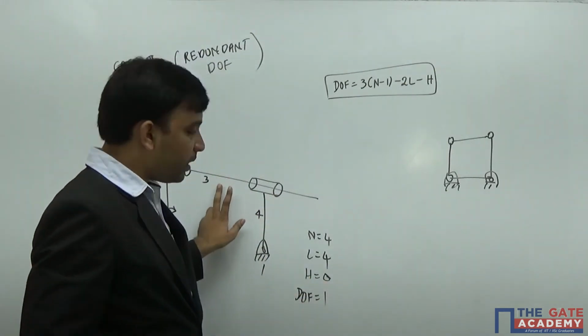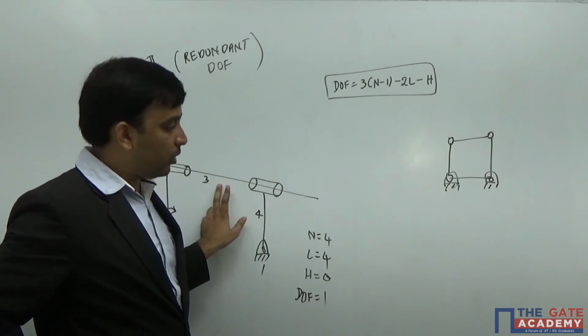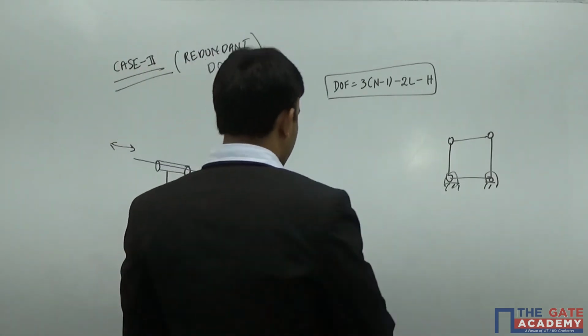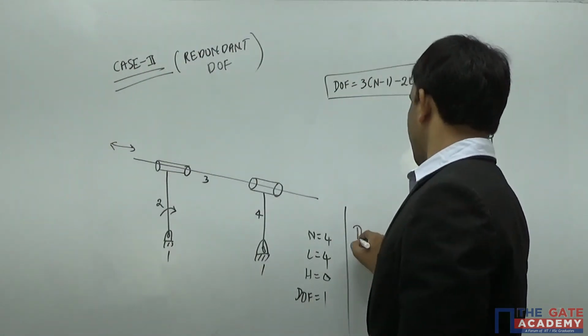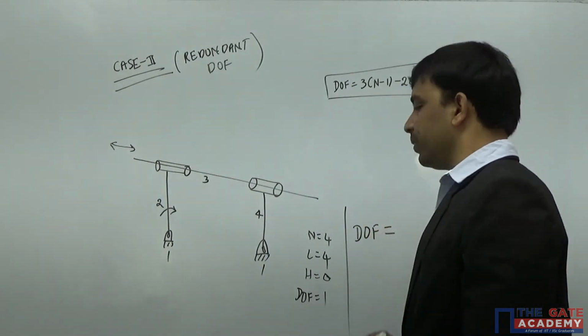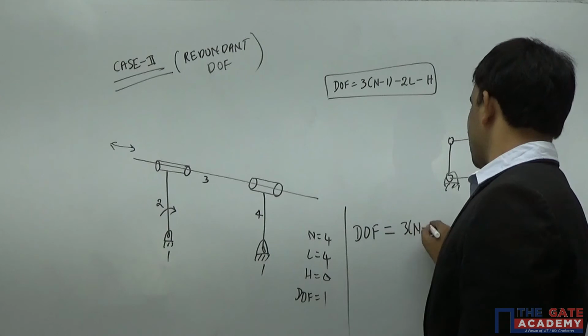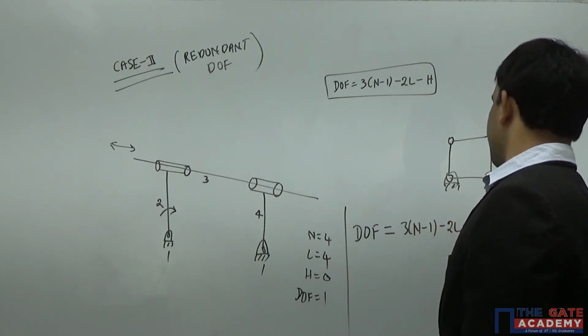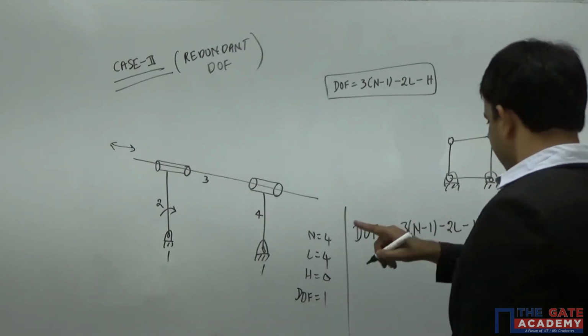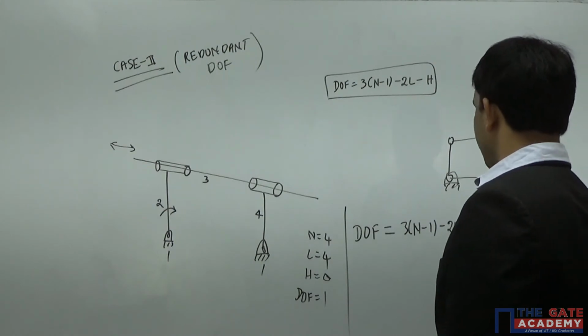So here link 3 has a redundant degree of freedom. So calculate the number of links having redundant degree of freedom. If your mechanism has any links with redundant degree of freedom, the degrees of freedom is calculated like this: 3(n-1) - 2l - h. This is your Kutzbach's criterion, minus the number of redundant degrees of freedom.